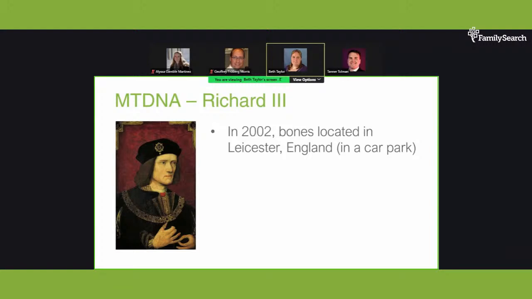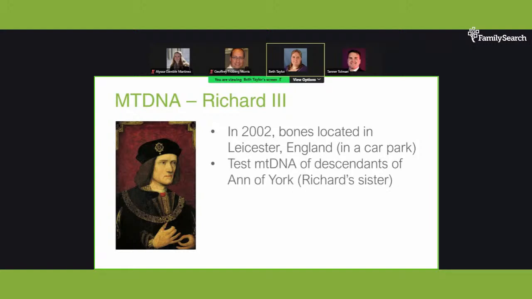So they found some bones. They said, is this Richard III? And they did a lot of tests in addition to this, but one of the ones they did do was testing the mitochondrial DNA in the bones.